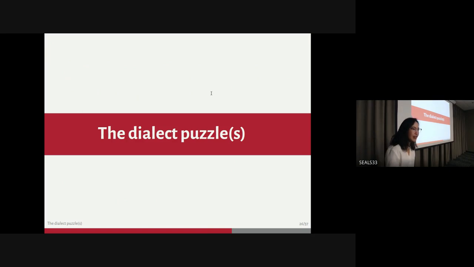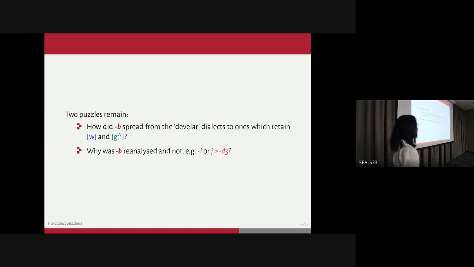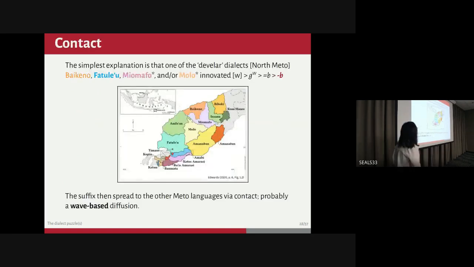So the dialect puzzle, you might have already thought of these two issues, which I will now talk about. Why did B spread from the dialects that developed it to all the other dialects that retained the original form? And why was B reanalyzed and not something like l or j instead, like in the nominal? So the first one, my solution is basically contact and spread.